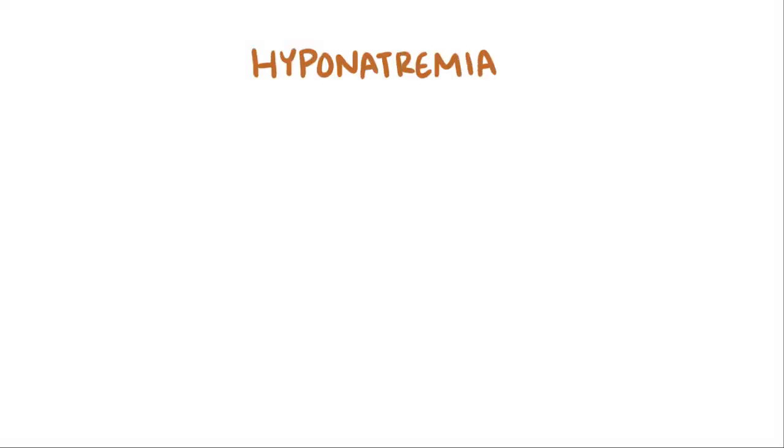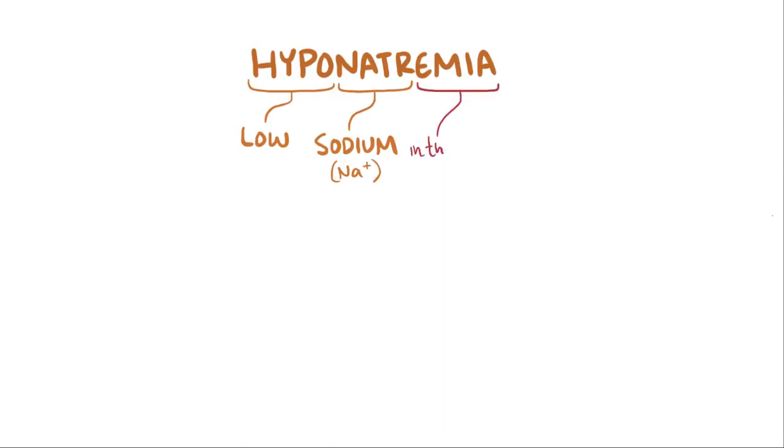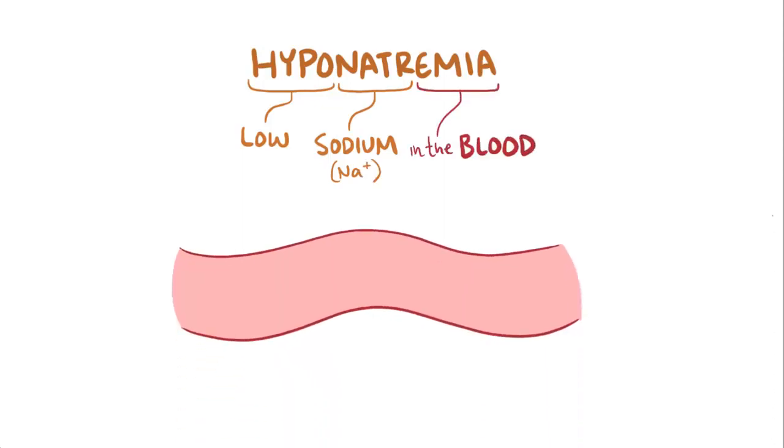With hyponatremia, hypo means under or low, and natrium is Latin for sodium, often written as Na+. And emia refers to the blood, so hyponatremia means a lower than normal concentration of sodium in the blood, generally below 135 milliequivalents per liter.